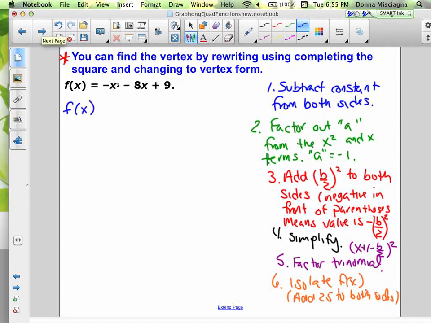The first thing we're going to do is move the constant term. Now normally if we're solving, we divide everybody by a, and that's the end of a. But since we need to keep a, we're not going to do that as our first step, we're going to do it as our second step. Instead, we're going to move the 9. We're going to subtract 9 from both sides to move it to the other side. Because we're going to work with the x's to rewrite this using completing the square. So we have f of x minus 9 equals negative x squared minus 8x.